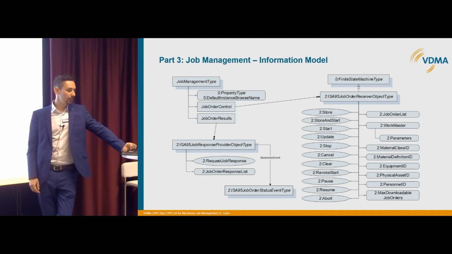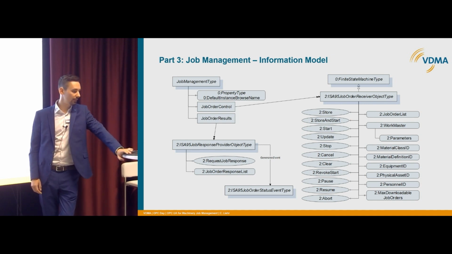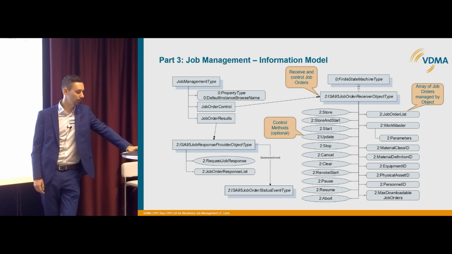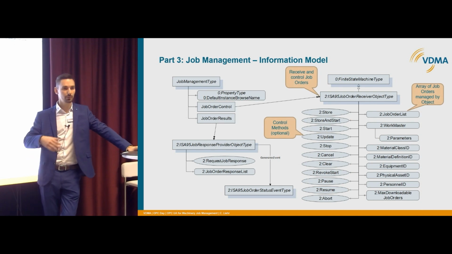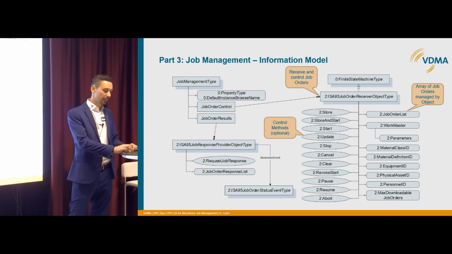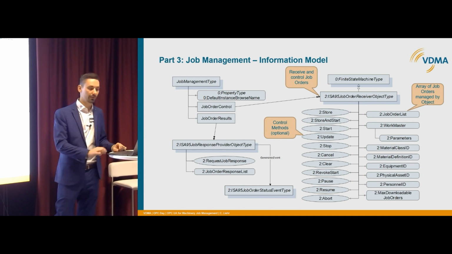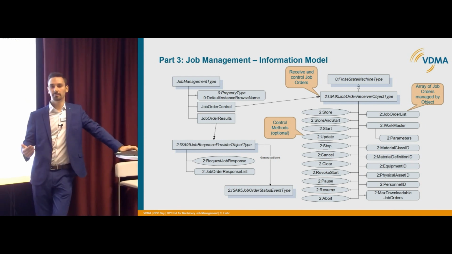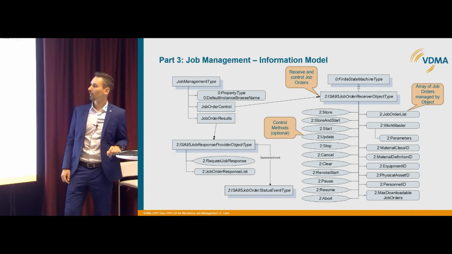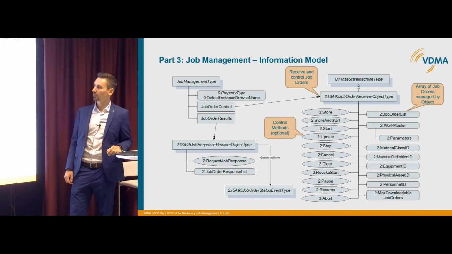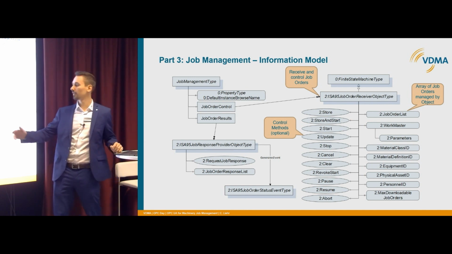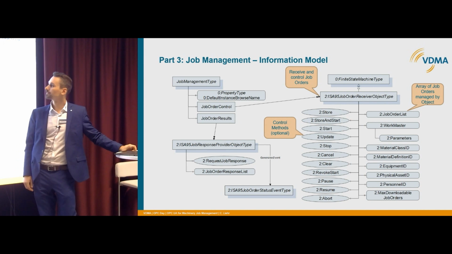Let's have a look into the job order receiver object type at first. So this object type is necessary to receive and control the job orders. On the left side of this type, you can see all the methods that are there to control the job. Some of them you can remember from the previous slide from the state machine. So we have store, store and start, update, and so on. So a lot of possibilities here.